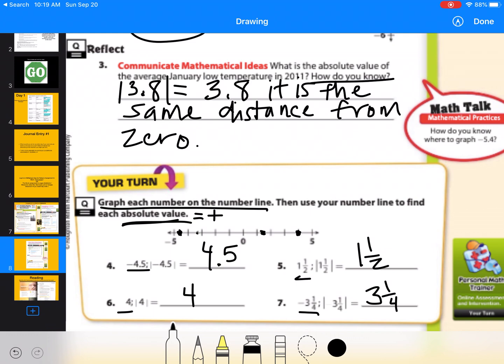So up here when I did the negative for 4, when I went the opposite way, that was wrong. Miss Warnick had a brain fart. You're just counting the units. 1, 2, 3 1/2. It's 3 units. So it's positive 3 1/2 is the absolute value.